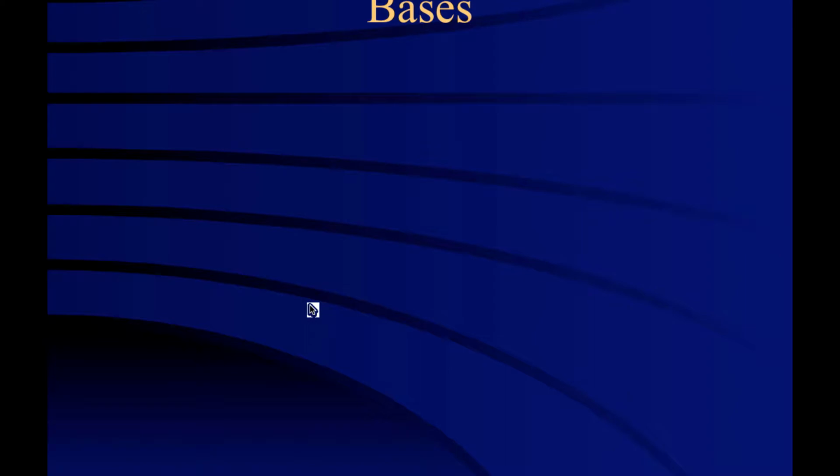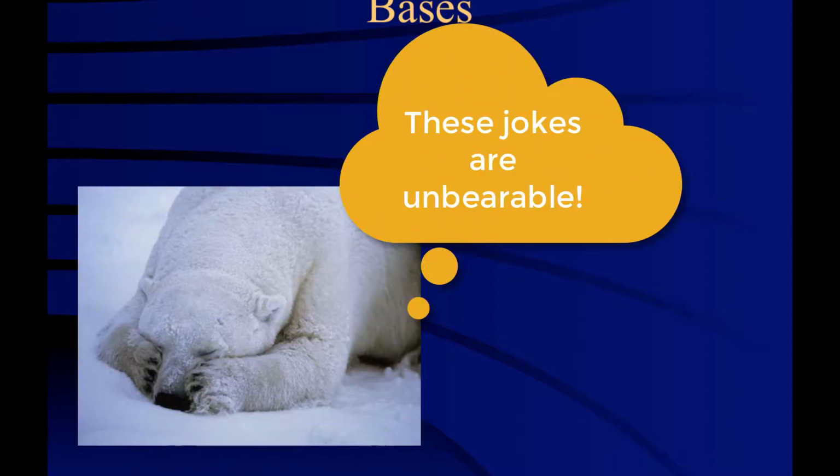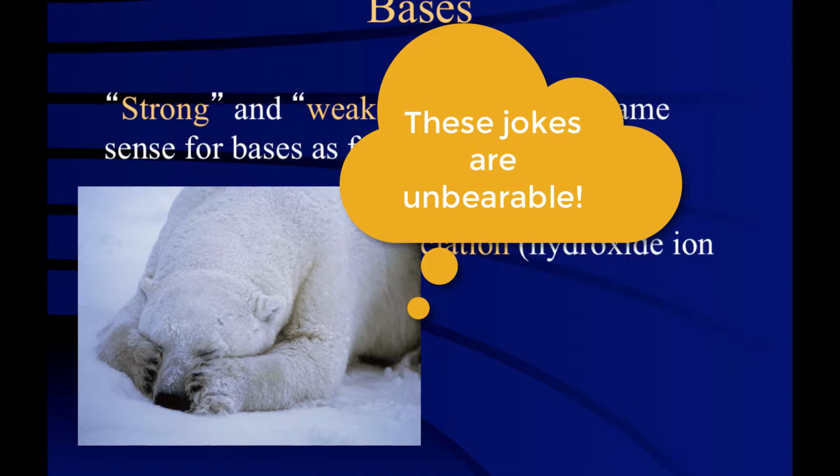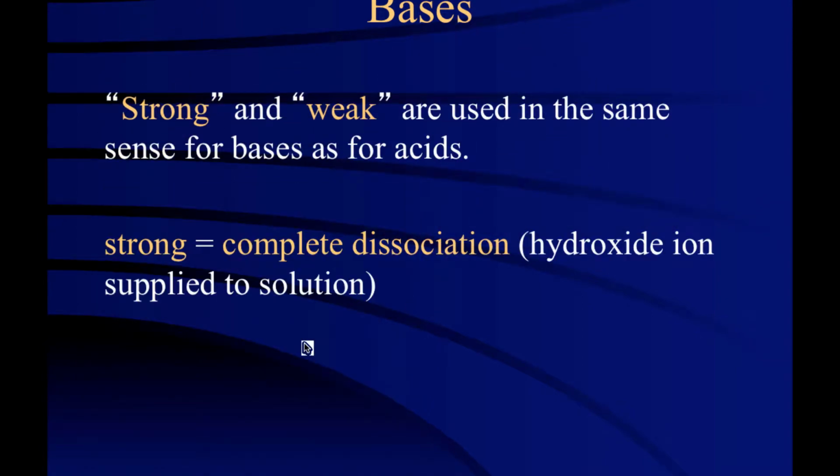This is going to be pretty easy. It's not hard at all. You could say it's very basic. All right. Strong and weak bases are just like strong and weak acids, except there's no Henderson-Hasselbalch. There's nothing like that. Strong bases are ones that dissociate completely.